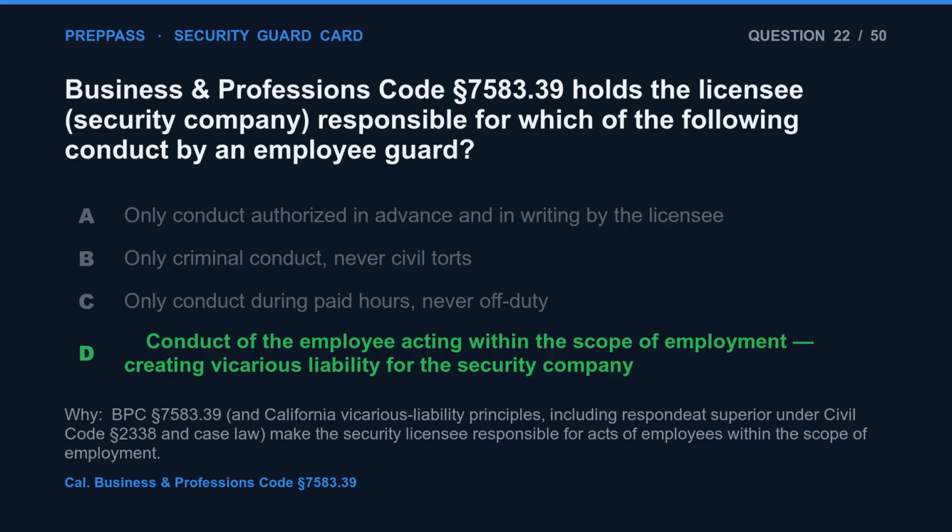The correct answer is D. BPC Section 7583.39 and California vicarious liability principles, including respondeat superior under Civil Code Section 2338 and case law, make the security licensee responsible for acts of employees within the scope of employment.